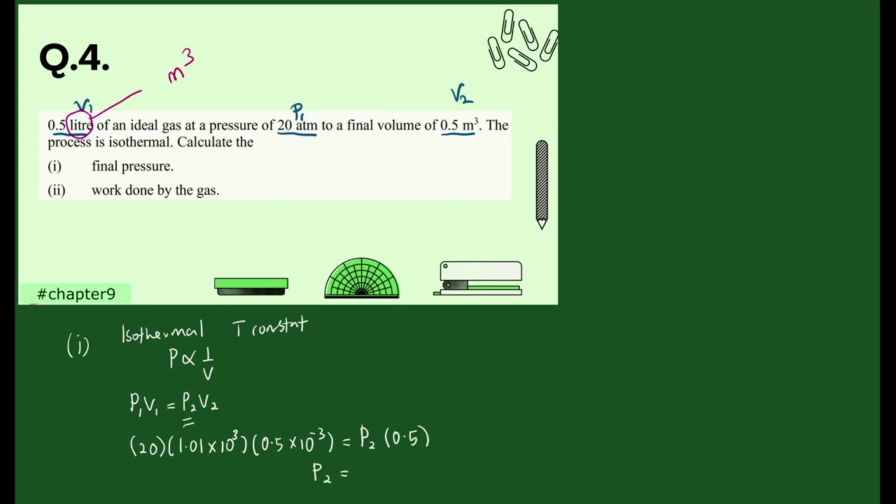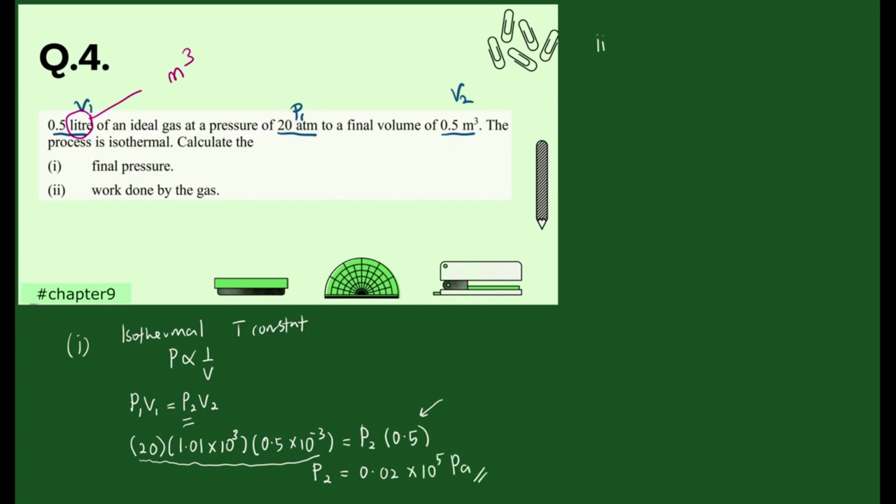So calculating the values, you multiply all the values here, then divide by this number, then you'll have your pressure is equal to 0.02 times 10 to 5 Pascal.